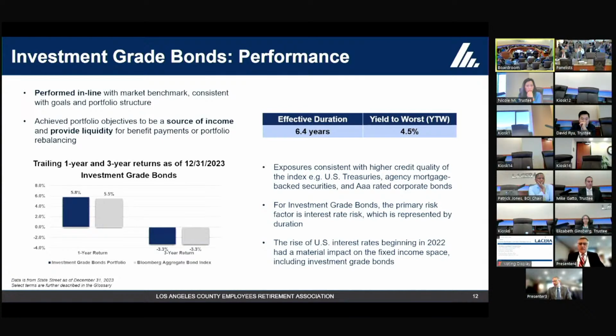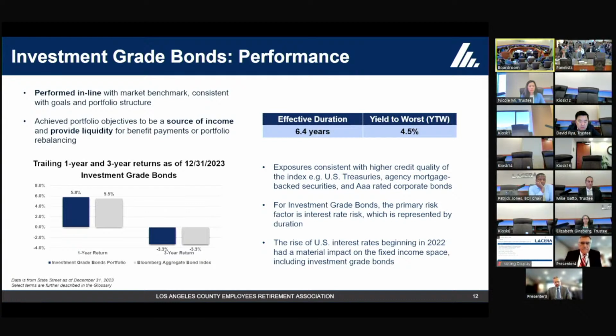This page shows the performance of the investment grade bond portion. The bar chart on the left shows that the composite outperformed the benchmark slightly, 5.8 versus 5.5 in the past year. Over the past 3 years, performance has matched the index, delivering on the objective of consistently delivering index-like risk and return.